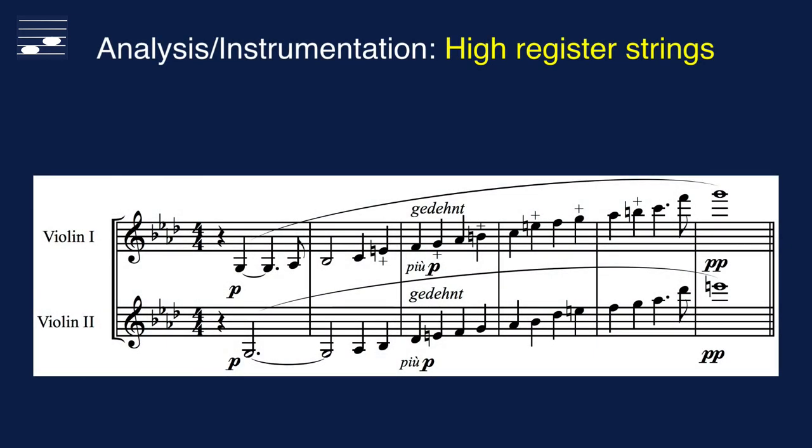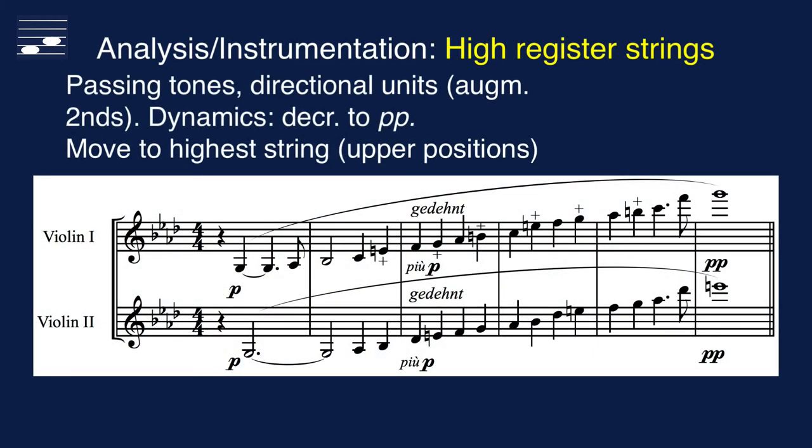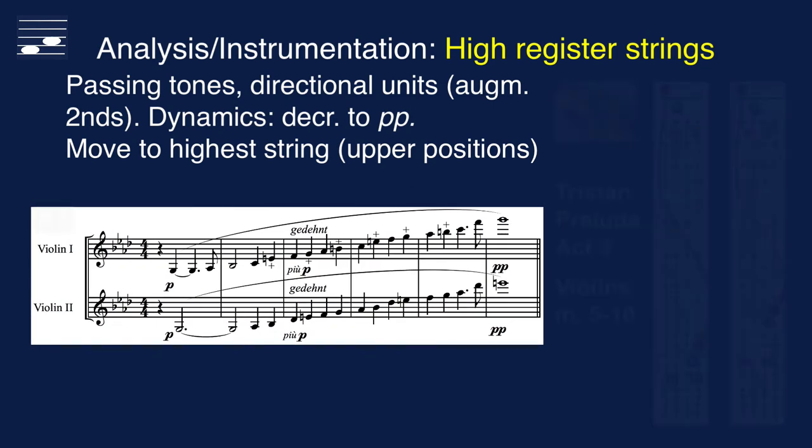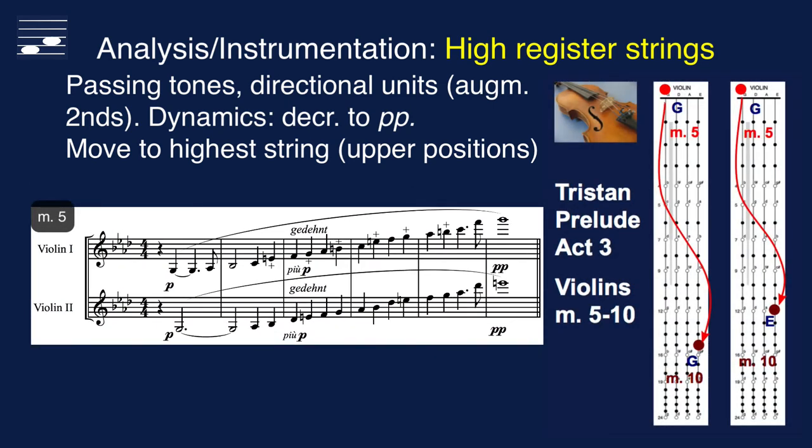Starting in measure 5, the violins emerge from the deep with an ascending parallel voicing, full of diatonic passing tones and semitone directional units. This leads into the high register. Non-chordal tones are marked with plus signs. Minor second directional units, terminology from the Schillinger system of musical composition, yield augmented steps. The decrescendo ends in pianissimo on the upper string.